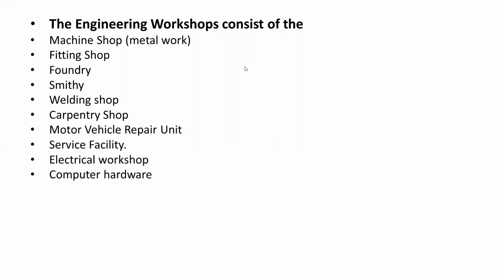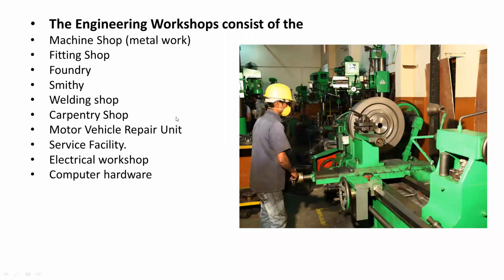This workshop practice consists of different workshops. I have listed some of them here. First is the machine shop. The machine shop and the fitting shop involve metal working. This is the image of the machine shop. Generally in the machine shop, we use the lathe machine, milling machine, drilling machine, and shaper machine.